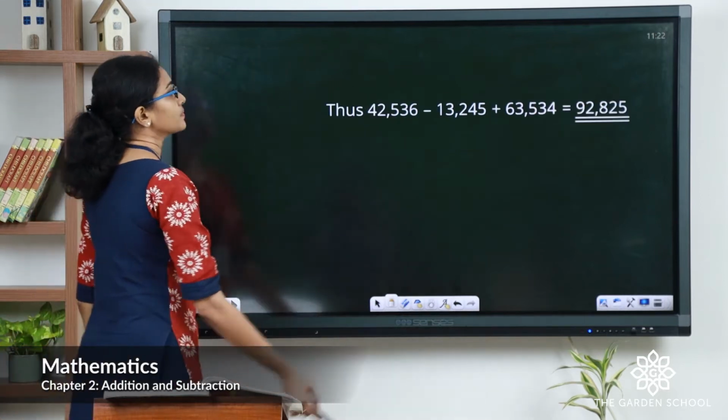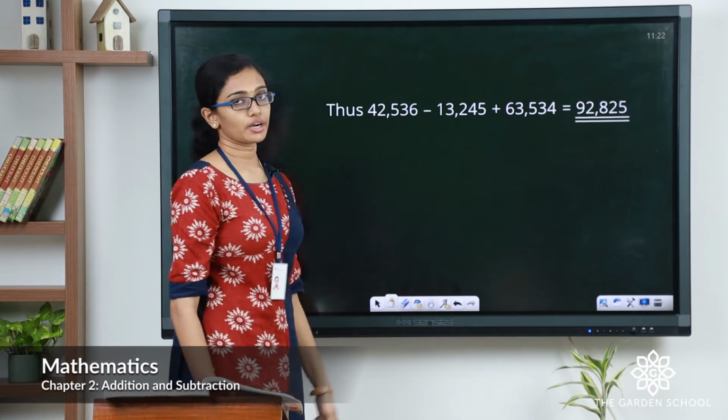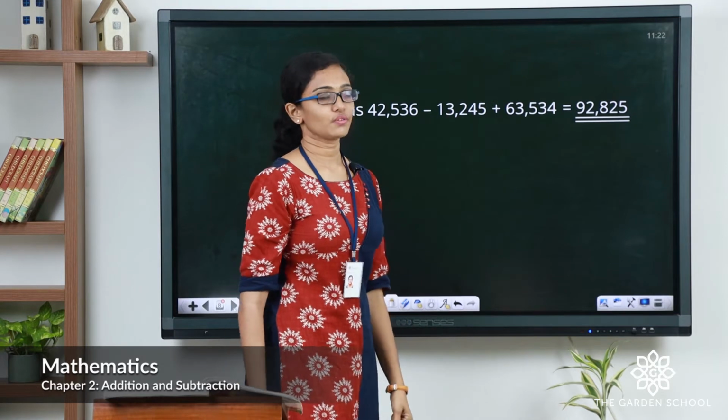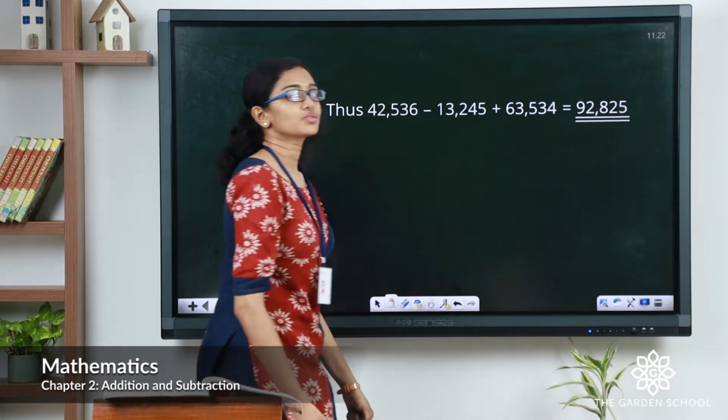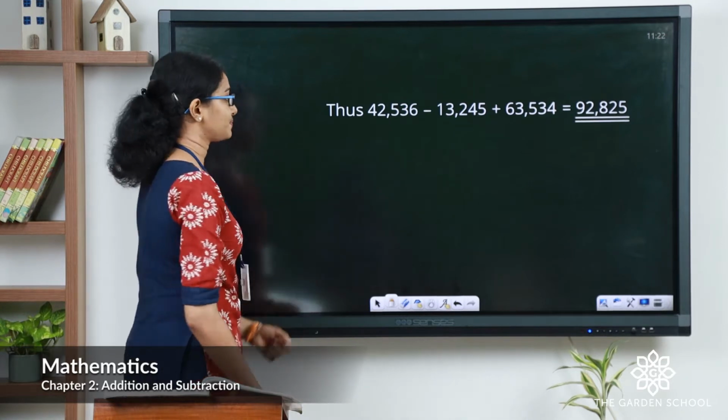So, we can say 42,536 minus 13,245 plus 63,534 equals 92,825, which is our final answer.